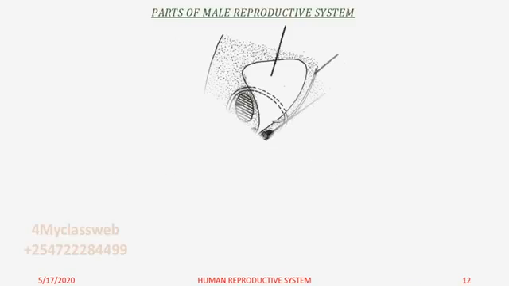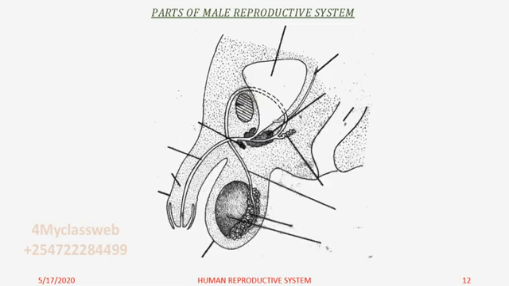We shall begin by identifying the parts of the male reproductive system. I'm going to use my teaching aid here to help the learners identify each of these parts. I will begin with the two parts here which protrude outside the body. Below here we have the scrotum. The scrotum encloses this part here that we call the testes.